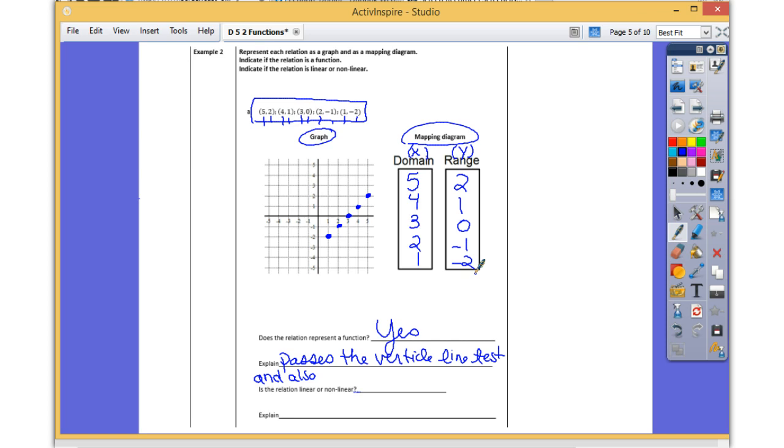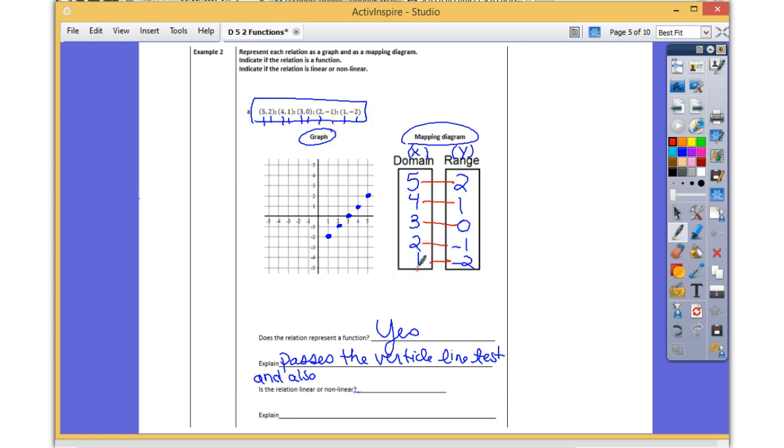All right, so once we get all of our x's in order from least to greatest, then our y's in order from least to greatest, then we draw lines to connect them to their ordered pair, their partner. So 5 and 2. 5 goes to 2. 4 and 1. And these just happen to be across from each other. 3 and 0. 2, negative 1. And then 1 and negative 2 go together.